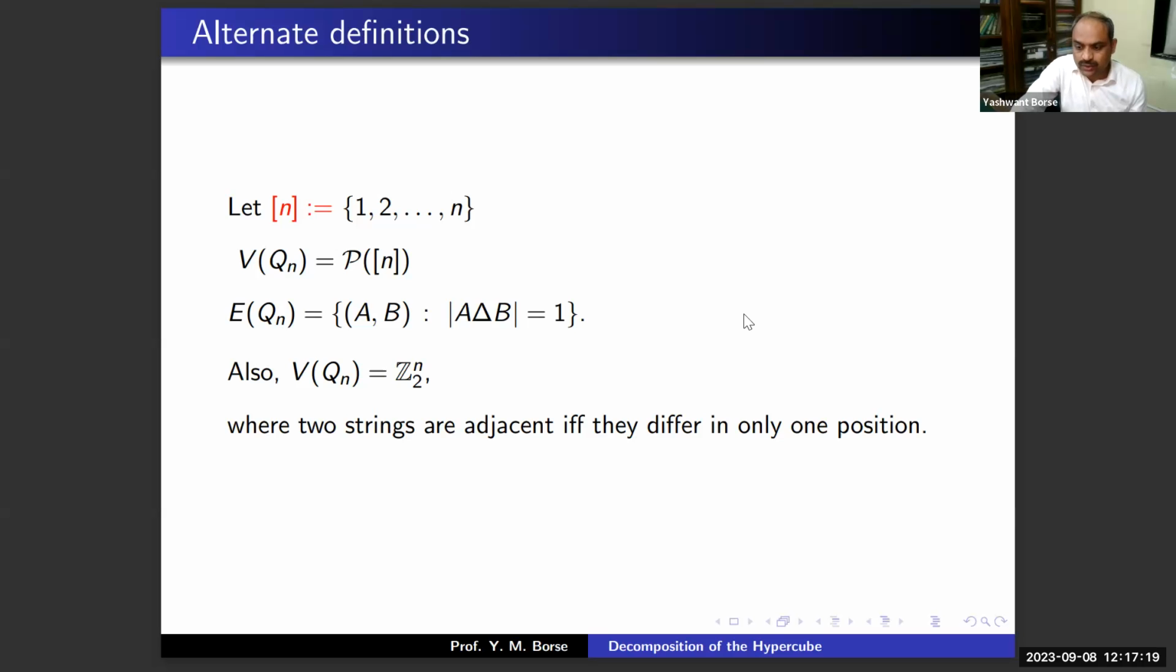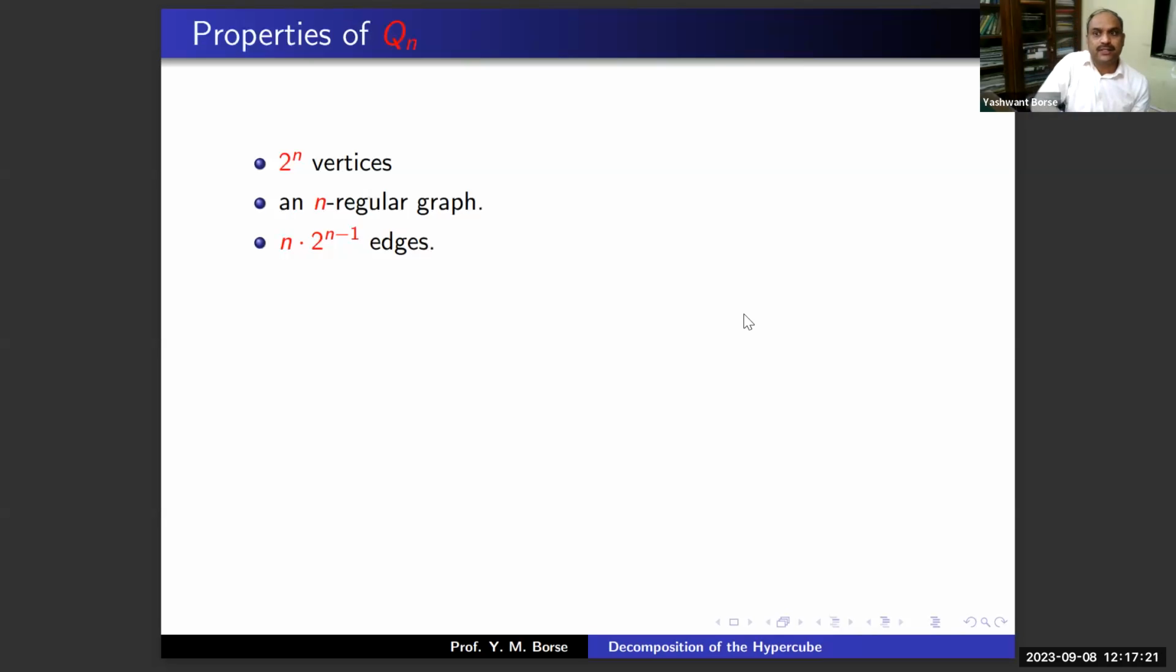Now we go to the properties of Qn. It is a very fantastic graph. It has 2 raised to n vertices, as seen earlier. It is an n-regular graph, and therefore it has n into 2 raised to n minus 1 edges. So a large number of vertices and a large number of edges.